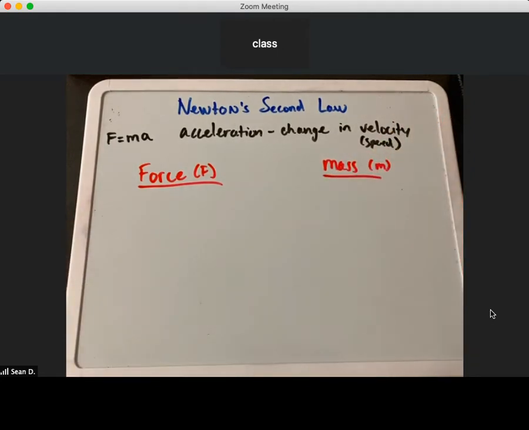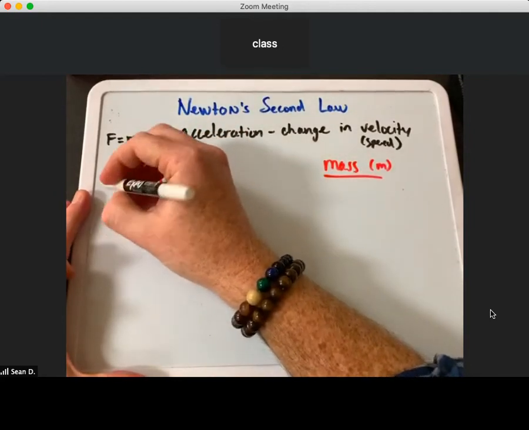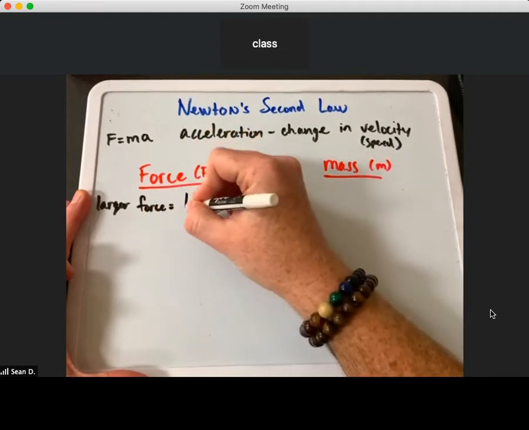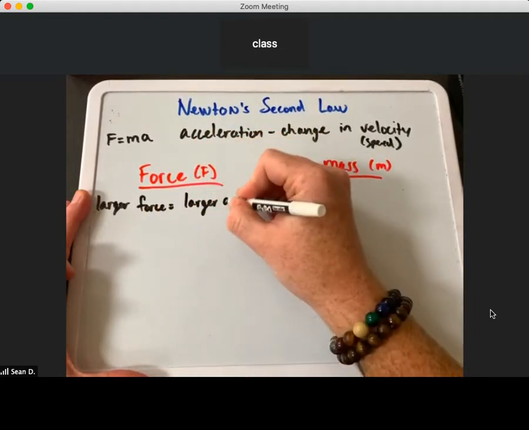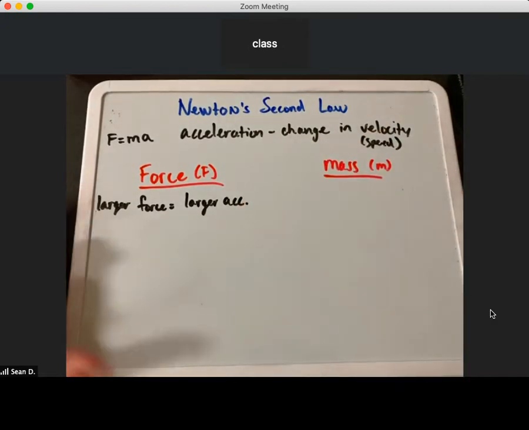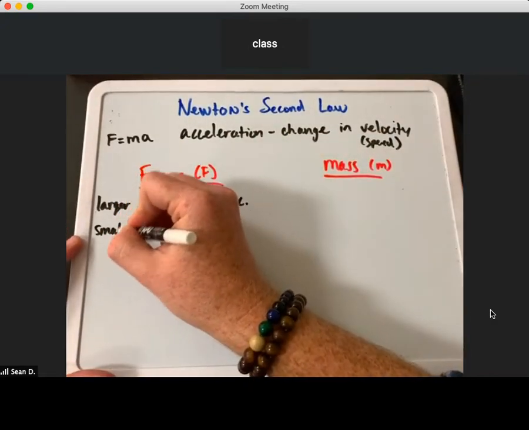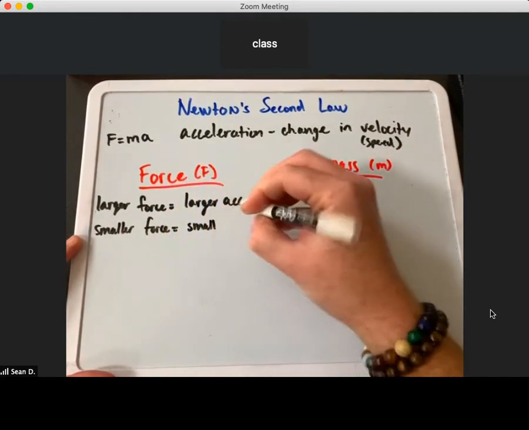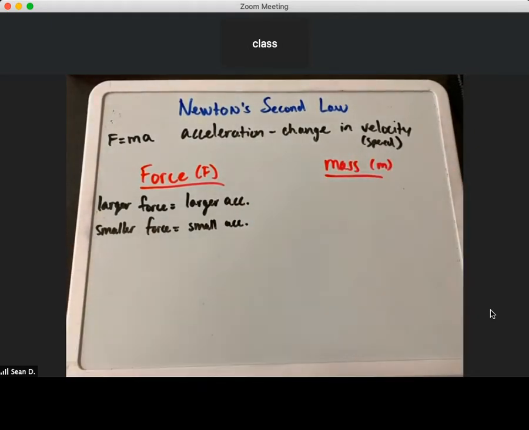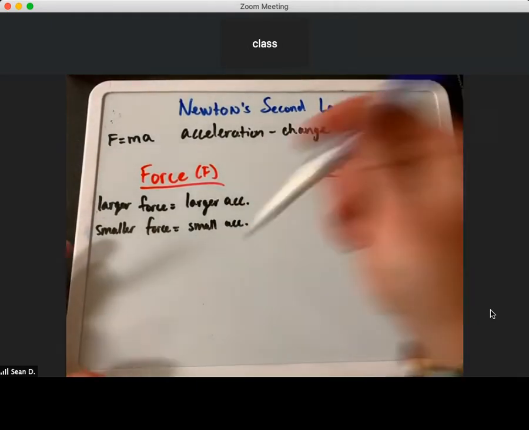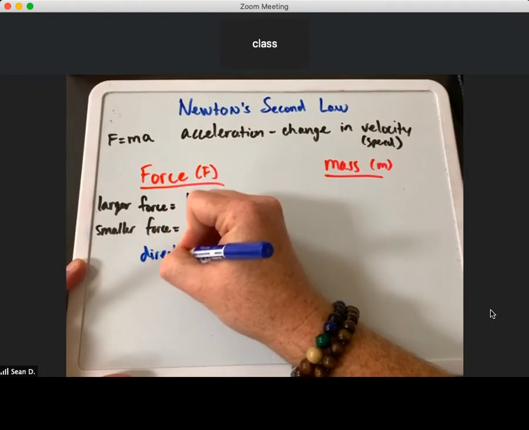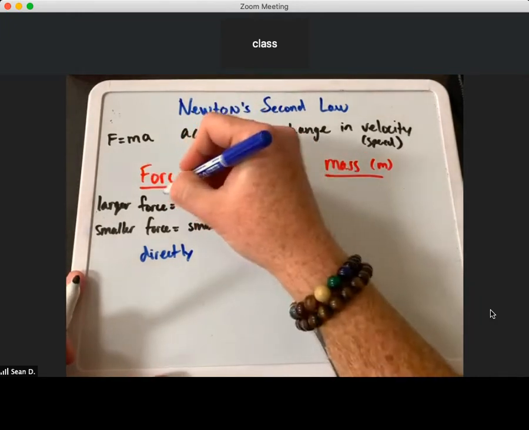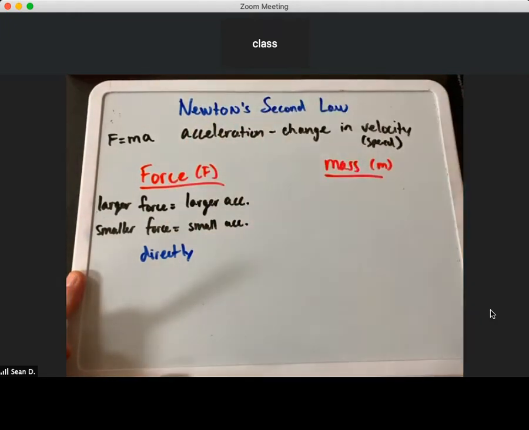If an object has a larger force acting on it, then there's going to be a larger acceleration, or greater acceleration. If there is a smaller force acting on an object, then it's going to have a smaller or decreased acceleration. We would describe this relationship as directly proportional, meaning that when one goes up, the other goes up. When one goes down, the other goes down. It's directly proportional.